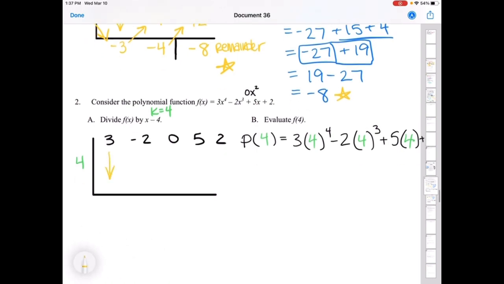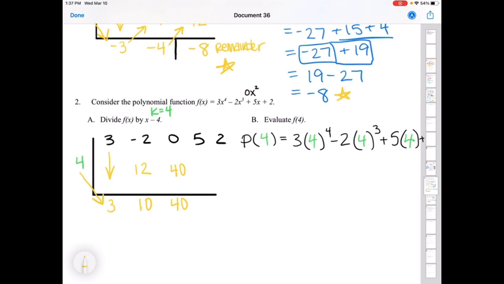And I'm going to use yellow again for my calculations. I'm going to bring down this 3. I've got to multiply by k, so 4 times 3 is 12. 12 and negative 2 give me a positive 10. 10 times 4 gives me 40. I'm adding again, so 0 plus 40 is 40.